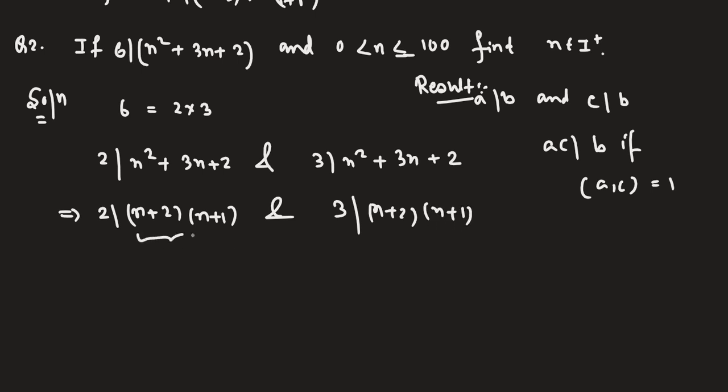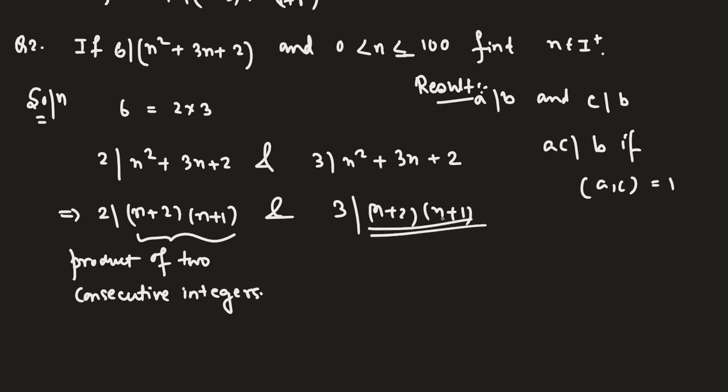Here you know that these are the product of two consecutive integers. What do we know about it? If you choose any two integers which are consecutive, one of them is even, the other is odd. So here we can say that this expression is always divisible by 2, whatever the value of n you put. So this expression is always divisible by 2, and at the same time the expression is divisible by 3.